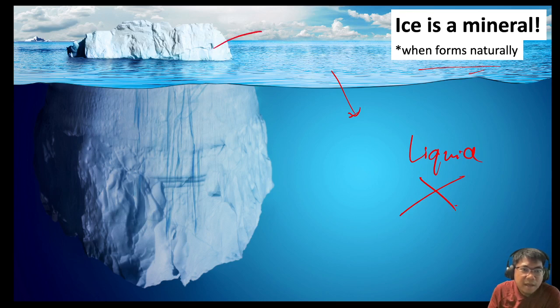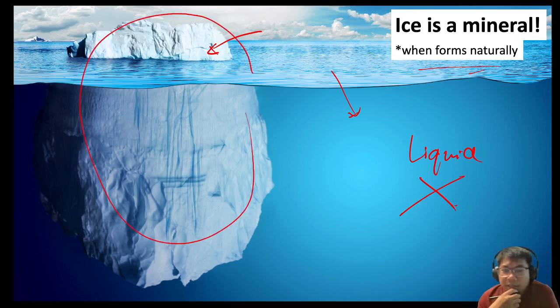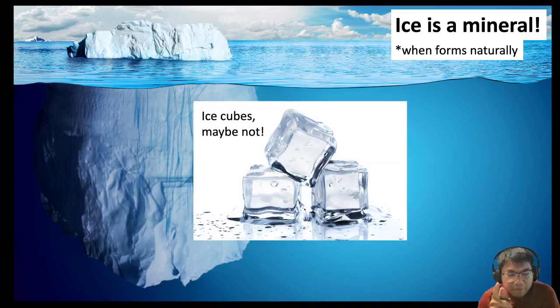But how about this iceberg on the left side of your screen? This iceberg is basically solid H2O, and we know that this iceberg forms naturally, so it can be considered a mineral. However, ice cubes in your freezer may not be minerals, because of course a mineral must be formed naturally.